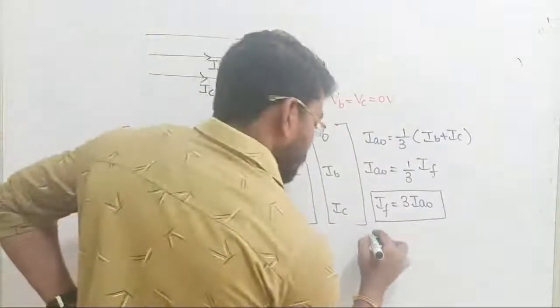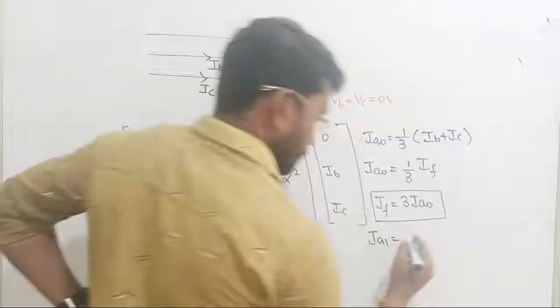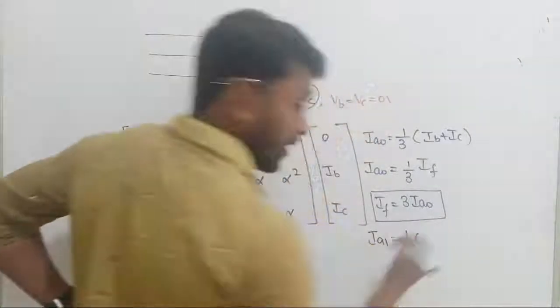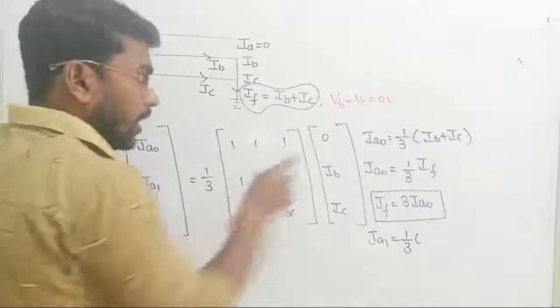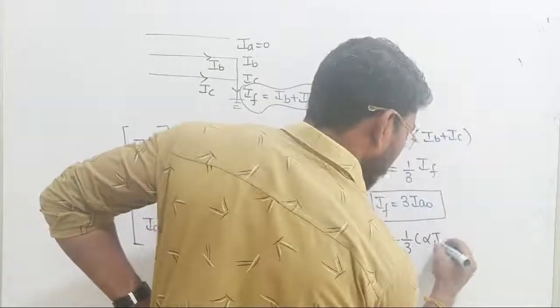Take the positive sequence current IA1. Shall we check? 1/3, yes, 1/3 in bracket. Is it visible? Yeah. 1 into 0, 0. Alpha into IB, alpha times IB.